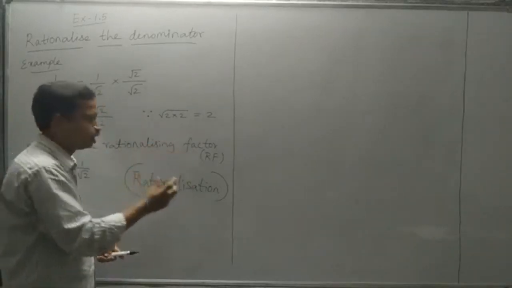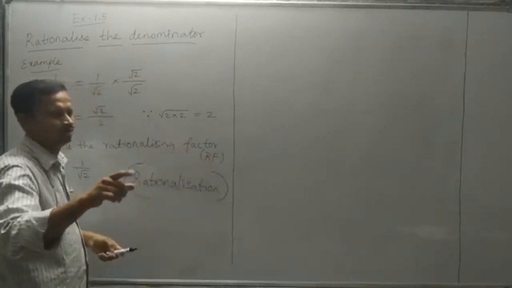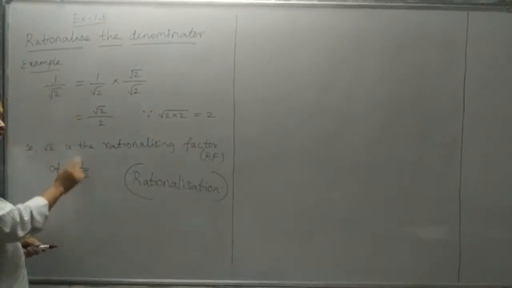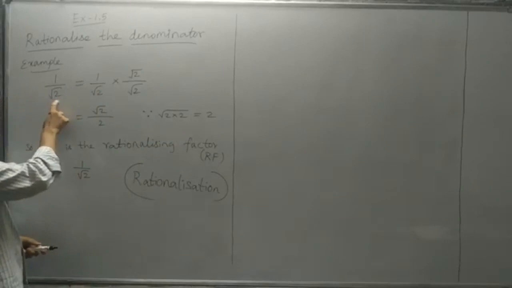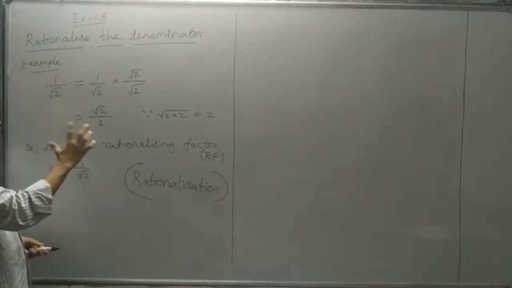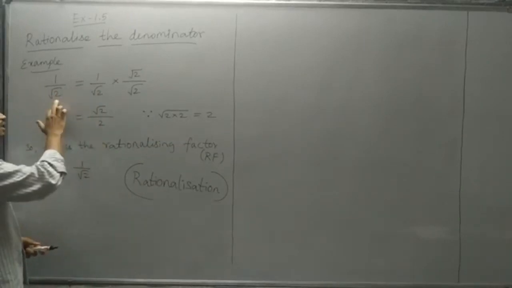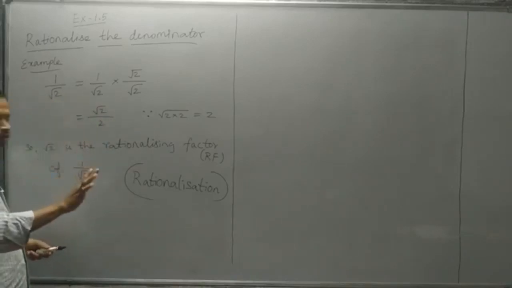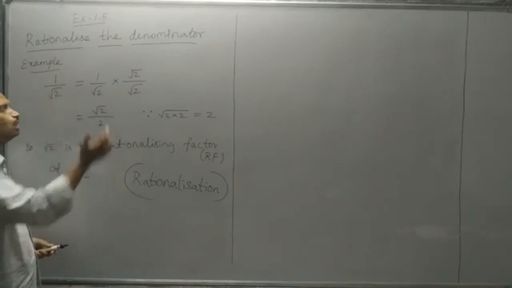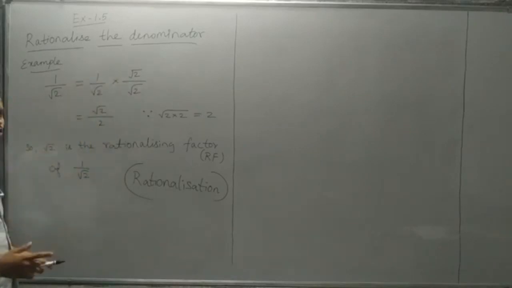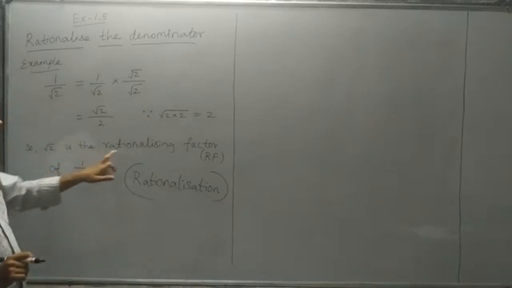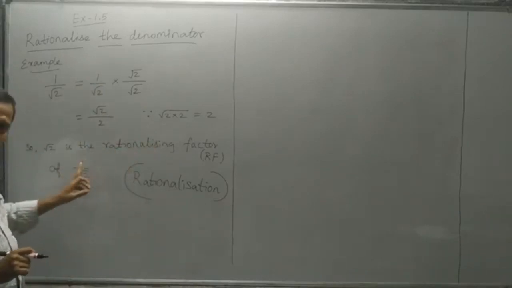We say in short RF, capital R, capital F, rationalizing factor of 1 by root 2. For this 1 by root 2, how can we make the denominator rational? By multiplying root 2 on both numerator and denominator. So we can say root 2 is the rationalizing factor of 1 by root 2.